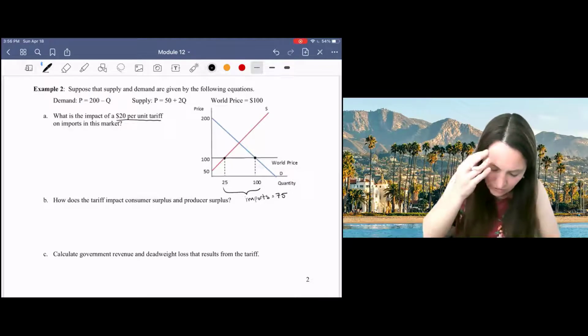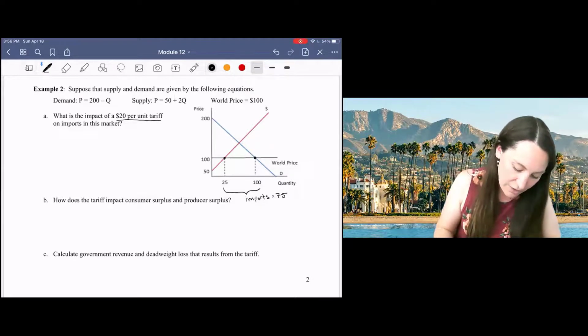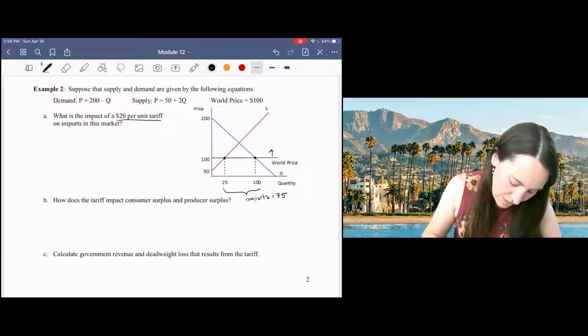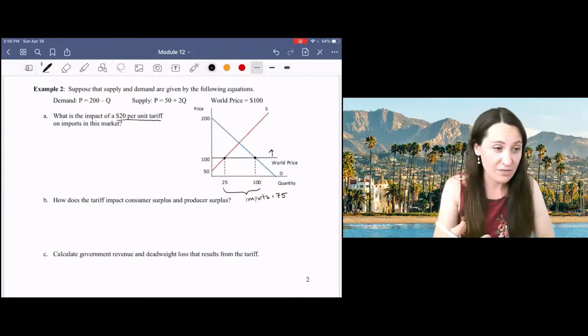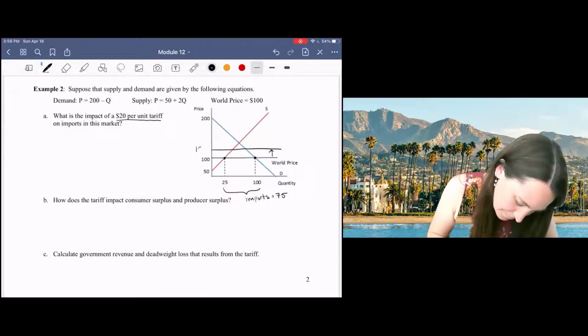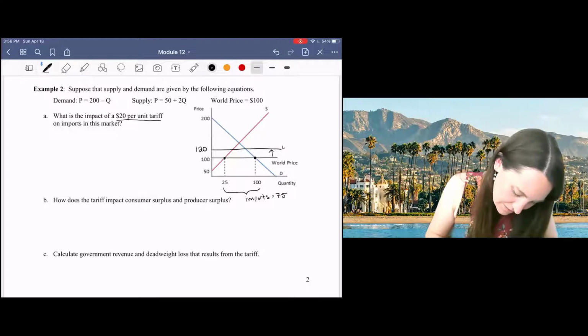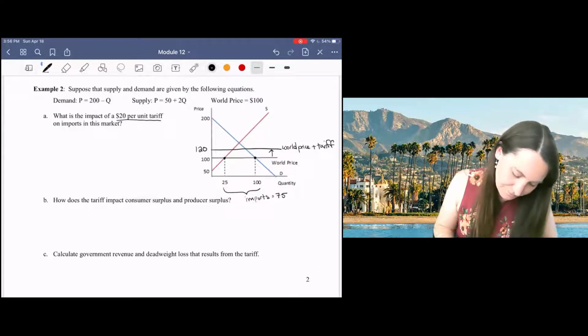So here, the function of that is really to increase the cost of importing, right? So now I not only have to pay $100 world price, but I also have to pay $20 to the government every time I want to import something. So I'm going to shift this line up. That's the world price plus the tariff.